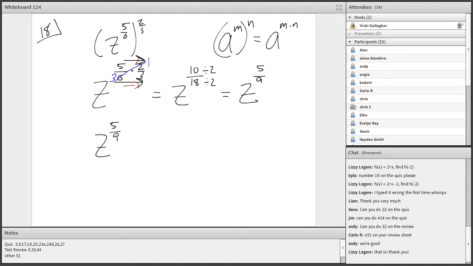When you're multiplying, you do not need a common denominator. And if you do have a common denominator, you still have to multiply them together. Either way, this is my answer.